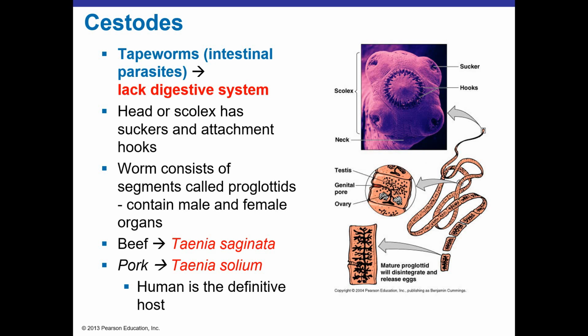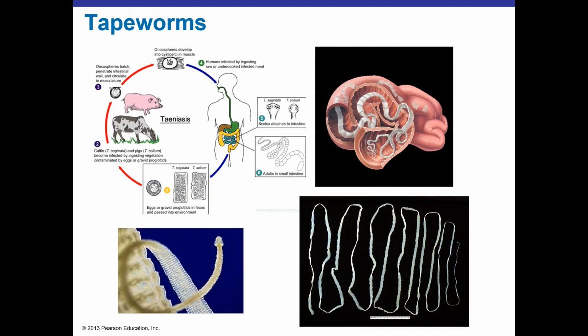The major way that we become infected is by animal products that we ingest that are contaminated. So beef have their worms, the Taenia saginata, pork, the Taenia solium, and humans, we become the definitive host. In the life cycle, the reason we become infected is because we ingest foods that have been undercooked.